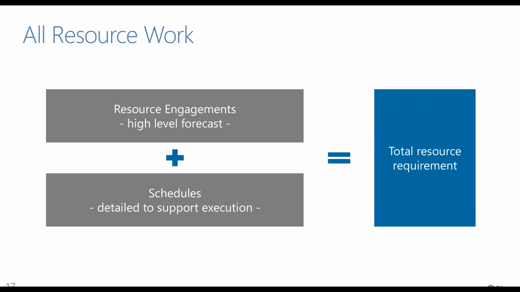So for all resource work, we can look at what we call resource engagements, or that high-level forecast or capacity plan. Plus, for projects in flight, we can look at detailed schedules and detailed allocations and look at a total resource requirement for all work elements that are actually identified within the system.